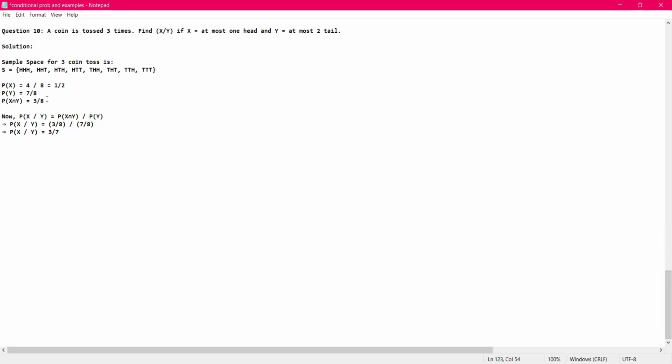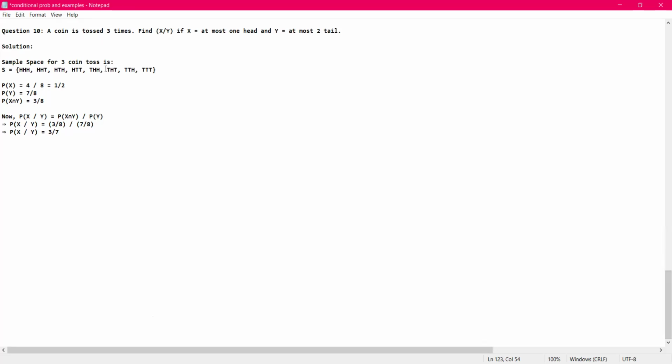Now we have to calculate the intersection part. P of X intersection Y is the common elements between at most one head and at most two tails. From at most one head we have to take at most two tails. So 1, 2, and 3. Out of 4 we have only 3 possibilities.